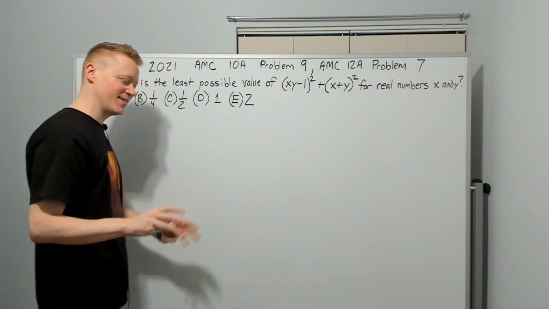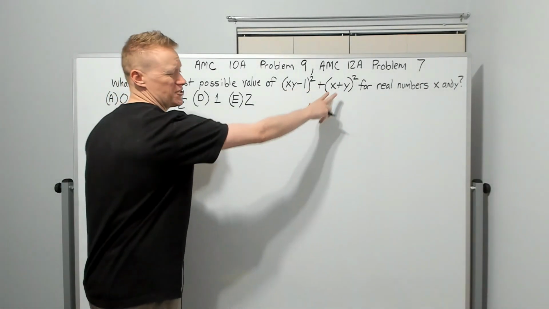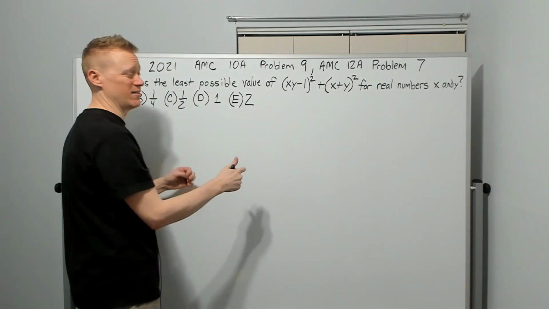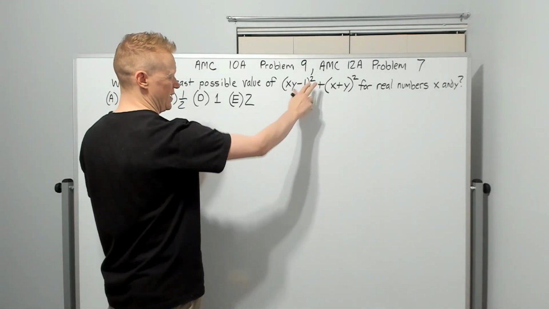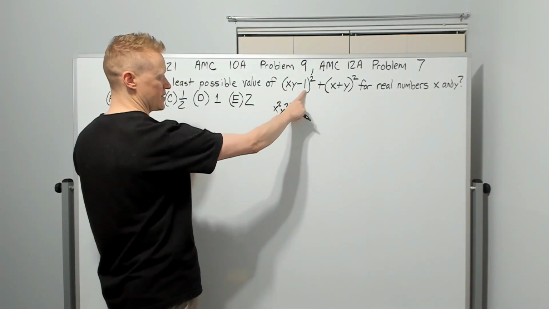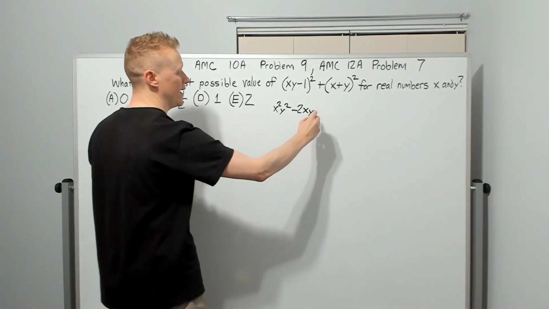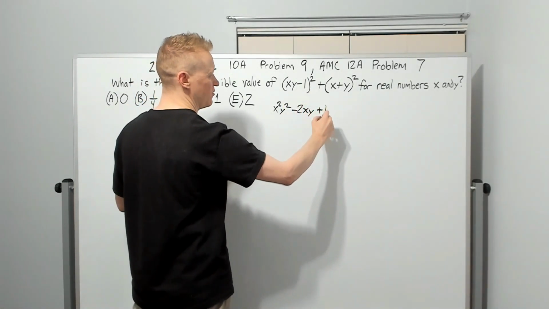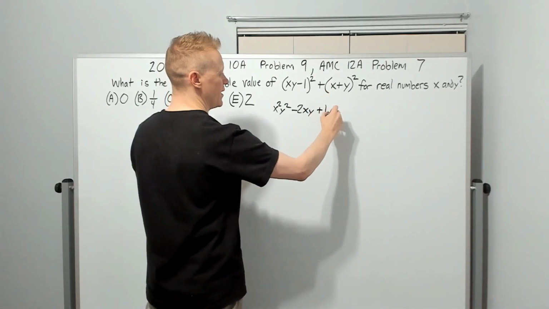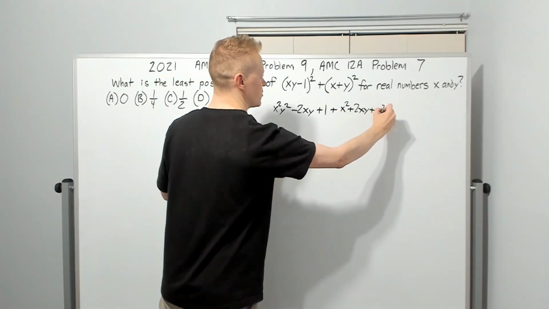I hope you didn't do that. And if you did, it's okay. We all make mistakes at times. But it's not that hard to expand these. Go ahead and do it, right? So xy squared is going to be x squared y squared. This times 2 is minus 2xy. -1 times -1 is plus 1. This one expanded is x squared plus 2xy plus y squared.